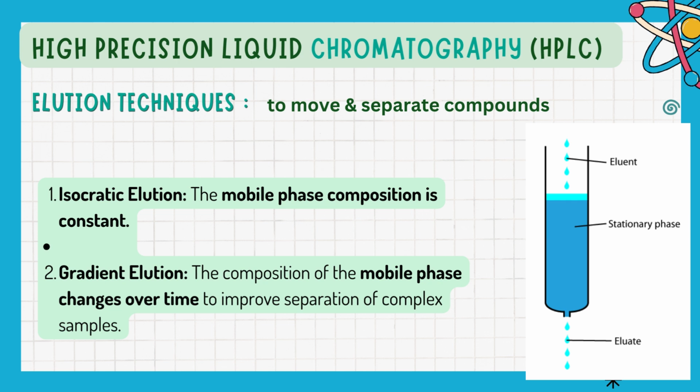So for the isocratic elution, the mobile phase composition is constant, while opposite to this, the composition of the mobile phase in our gradient elution changes over time. So this one is constant, this one keeps on changing, the gradient elution.